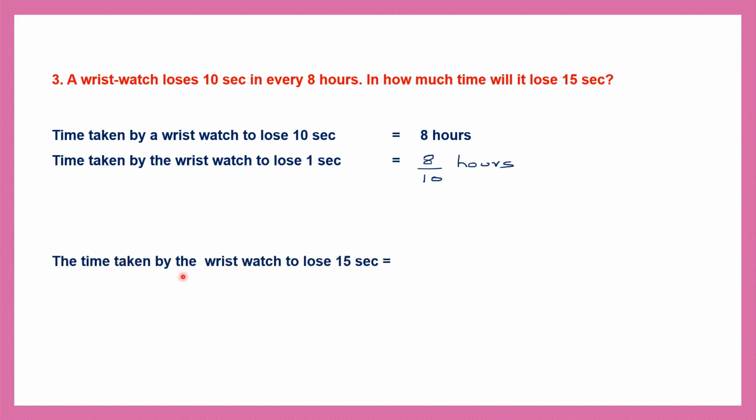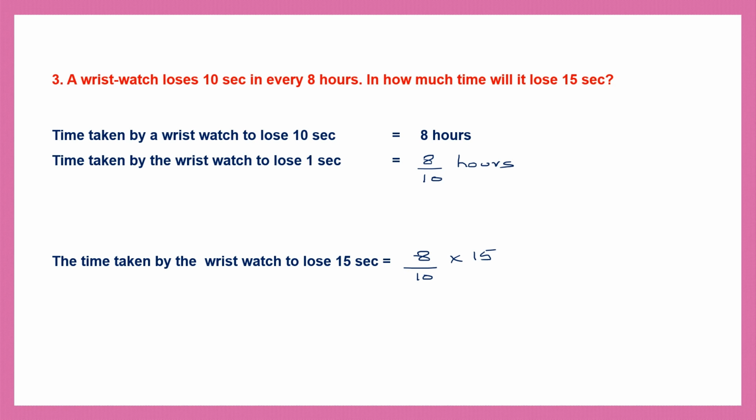So the time taken by the wristwatch to lose 15 seconds is going to be more. 1 second is so much, so 15 seconds means it's going to be more than that. That means it's multiplication. So 8 by 10 into 15. We have to multiply this.